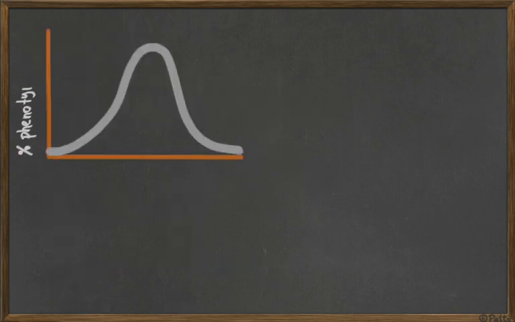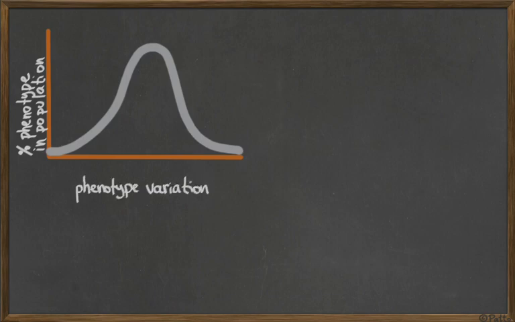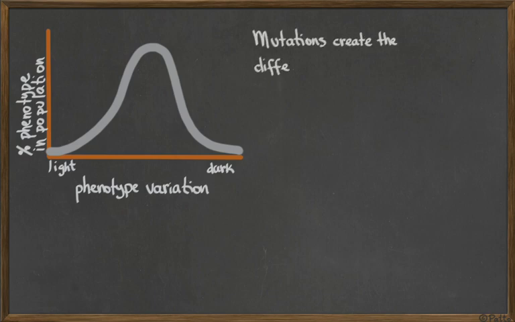So this is how it happens. If you have characteristics that have a continuous variation, with some light and some dark, this may have happened because of mutation. Some mutate to be dark, some mutate to be lighter. So mutation creates differences in the phenotype, but it creates them very slowly. One mutation here, another mutation there.